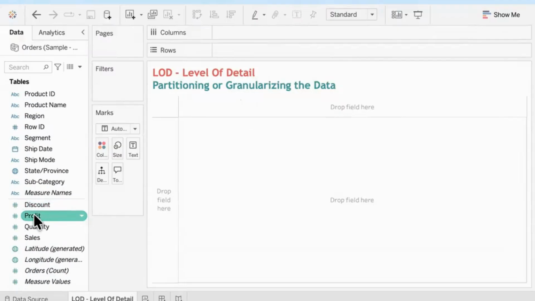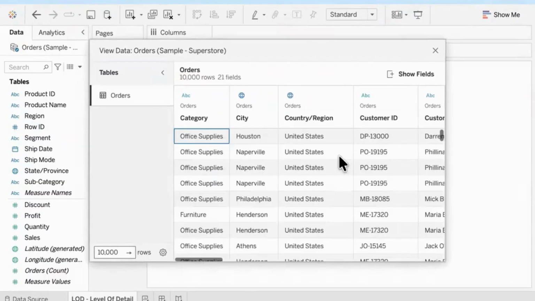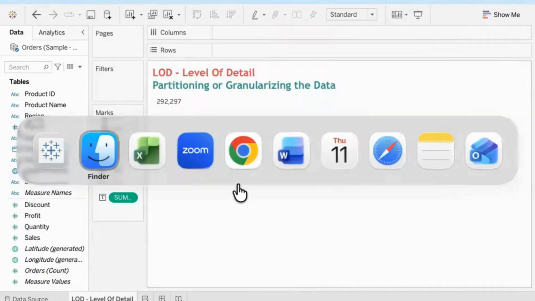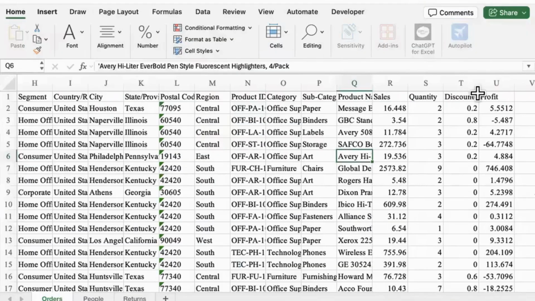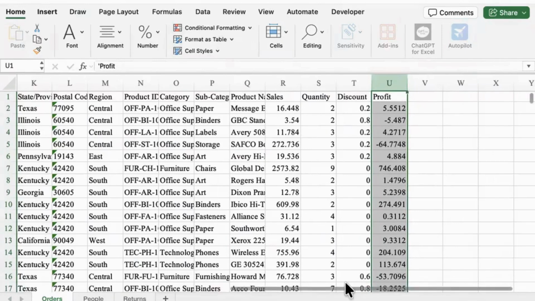Now let me take a metric here. I'm taking profit into the text shelf and we have a number. What is this number representing? It represents the overall profit made by the business. So Tableau basically accessed the data source Superstore and it summed up the entire data present in the profit column. When you add all the numbers, the sum is this. So in other words, it just accessed the underlying data source, summed up the entire data in this column, giving us this figure, 292,227.